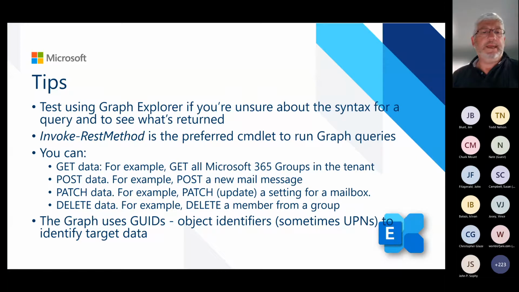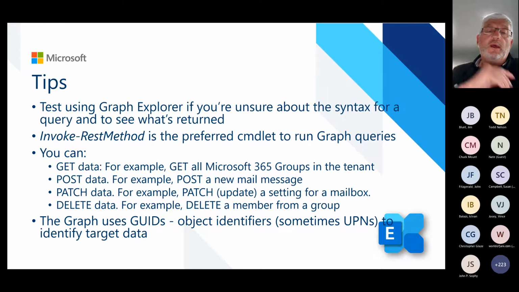So tips, let's see. Tips, yeah, we already talked about using Graph Explorer. I said that invoke REST method is the preferred commandlet to run graph queries. Now, I used invoke web request to get a token. That's okay. I wasn't talking to a Graph API, but you'll see later that we are going to use invoke REST method elsewhere. And then there's all these things I can do. I can get data, post data, patch data, delete data. So these are all HTTPS requests, which are grand.